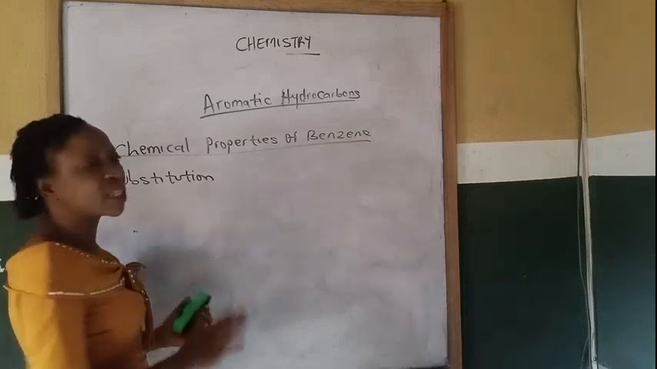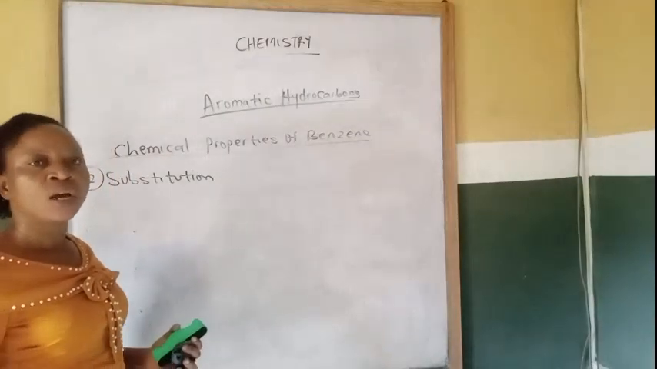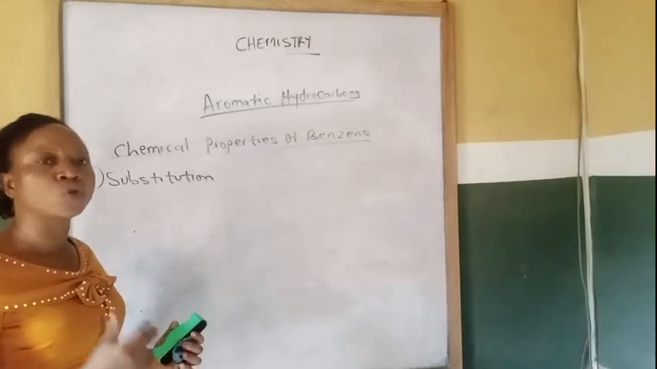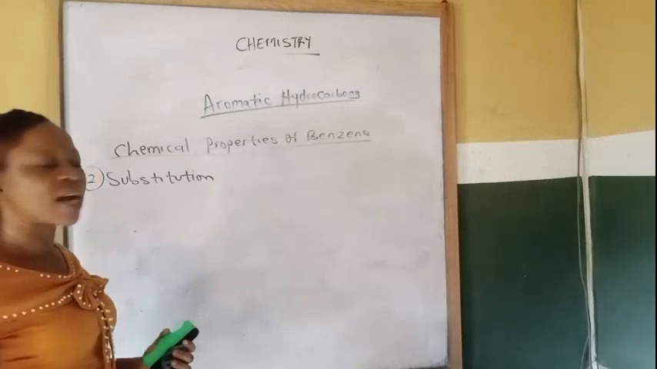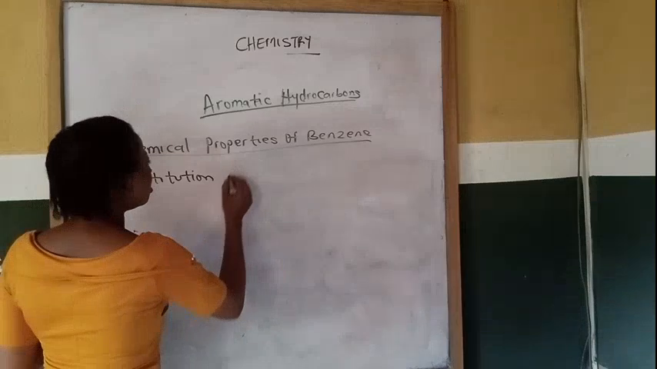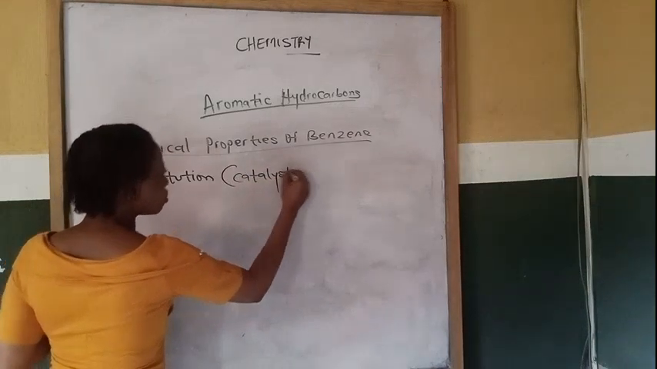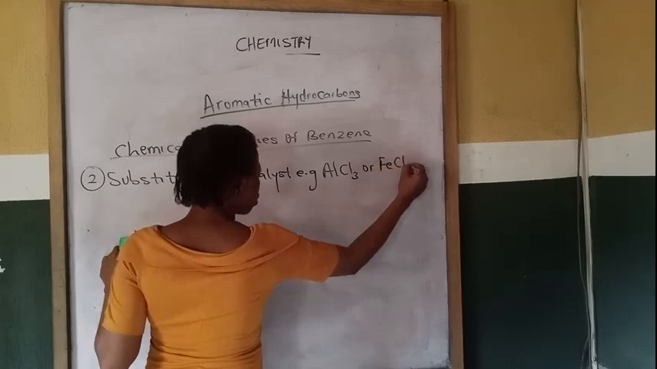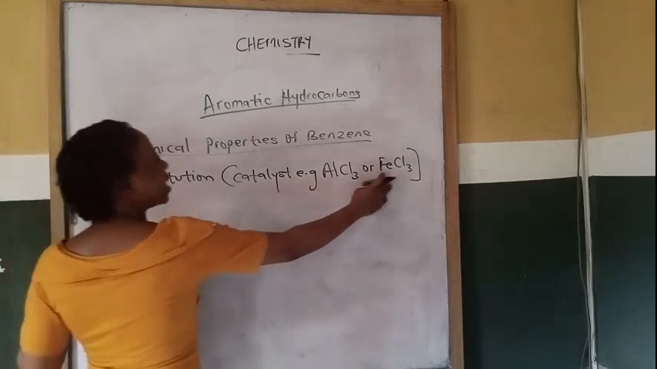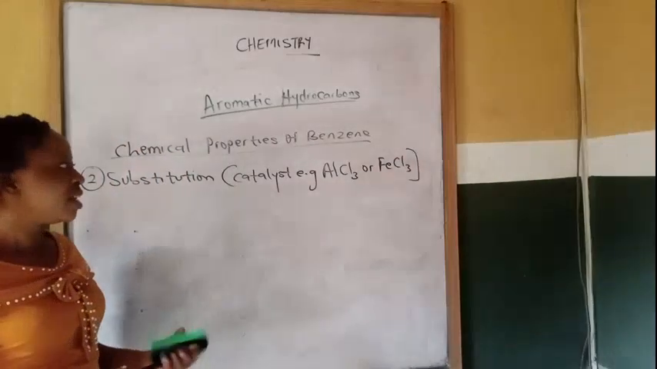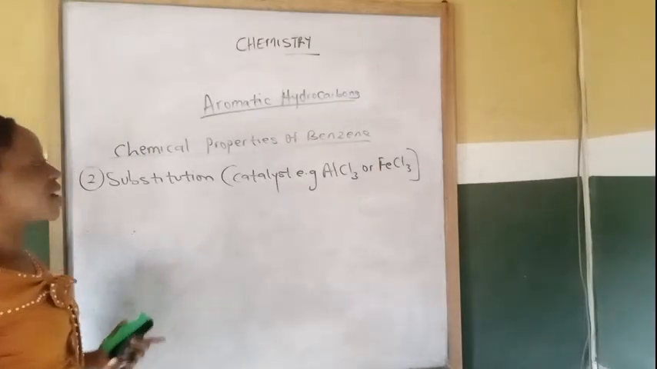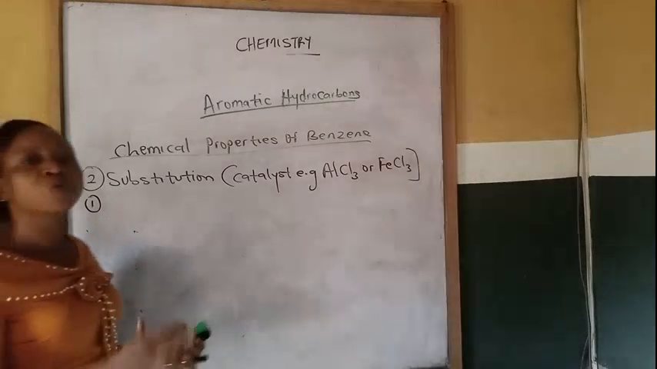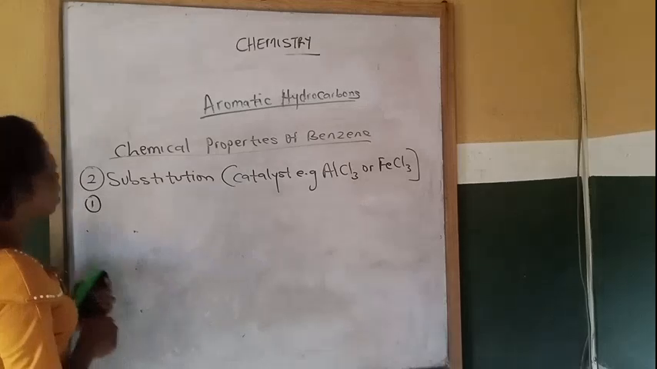Now, this substitution reaction will take place in the presence of an inorganic catalyst. The major inorganic catalysts that we always use for this chemical reaction are aluminium chloride and iron 3 chloride. We know the function of a catalyst: it will speed up the rate of chemical reaction. Now, let's take the first chemical reaction under this substitution reaction, because we have sub-reactions under substitution. The first one is alkylation.